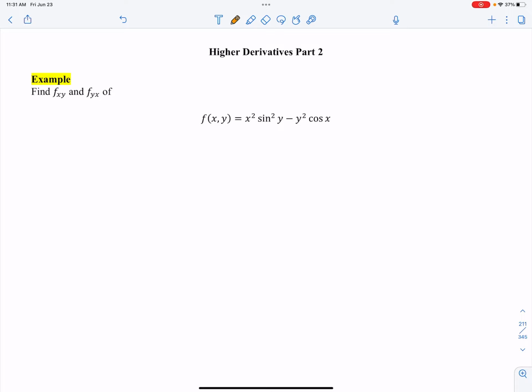In this video, we'll continue our discussion of higher derivatives by working out another example. So we're given this function. They want us to find the mixed partials. Okay, so I'm going to find my f_x first.